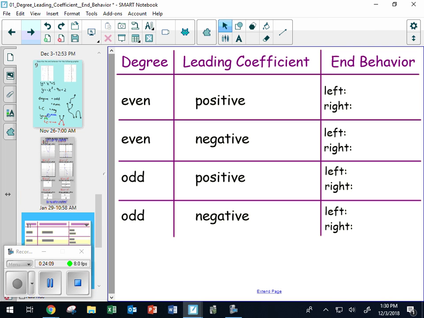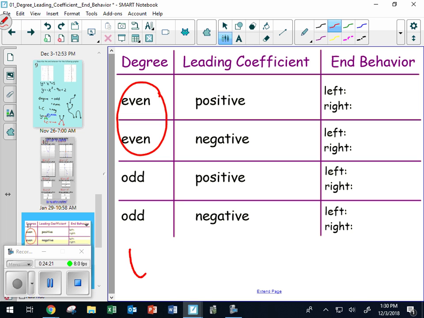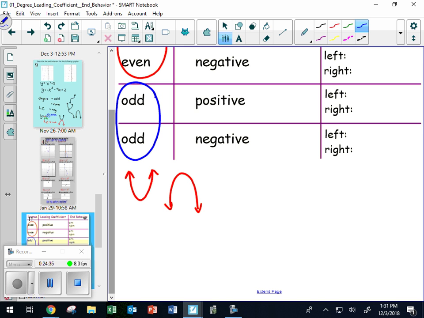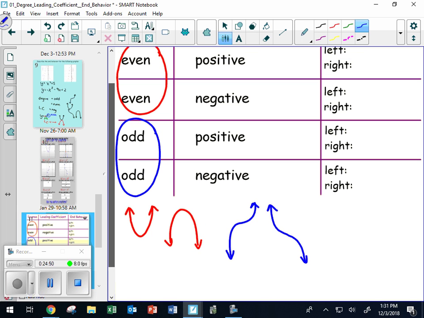So if we wanted to sum this up, we have a nice table for us. And on this nice table, if it's even, it's either going to look like a parabola facing upwards or a parabola facing downwards. And if you have a degree that is odd, it's going to look like a cubic function, and you're going to have one starting down and one ending up. Or you're going to have it flipped so that the left side is up and the right side is down.